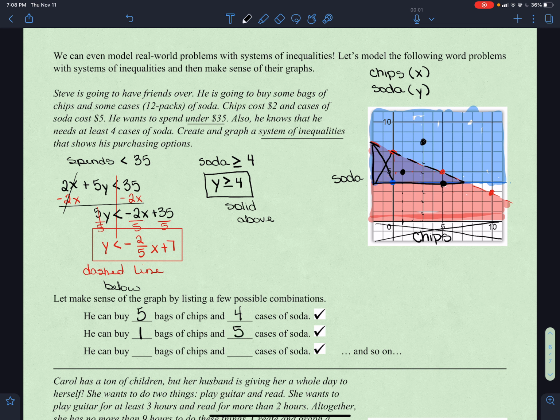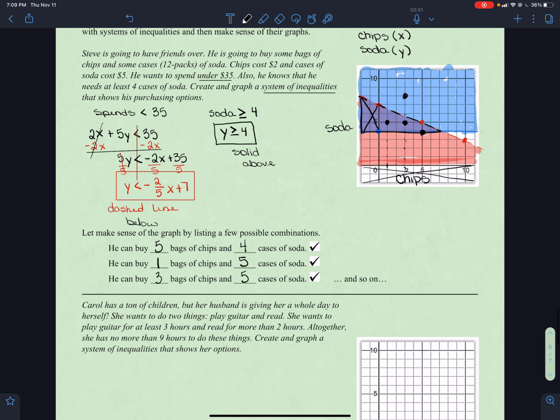What if he said, what's another one? Well, this one right here would work. So right there, how many bags of chips did he buy? Well, he bought 3 bags of chips and 5 cases of soda. So he can also do that. All right. So what you're going to do is this next word problem and come up with some different options that he can have.